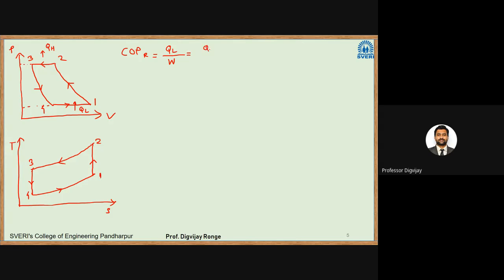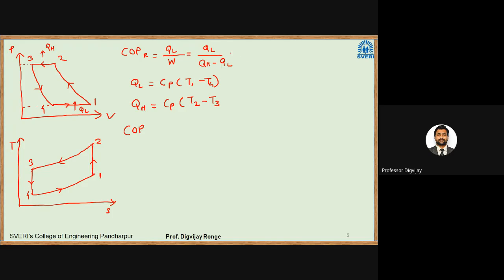So W is nothing but QH minus QL, that is, heat rejected to the atmosphere minus heat extracted from the refrigerator. Now, in the last slide we have seen QL is equal to Cp into delta T, where delta T means T1 minus T4. And QH is equal to Cp delta T, so QH will be T2 minus T3.